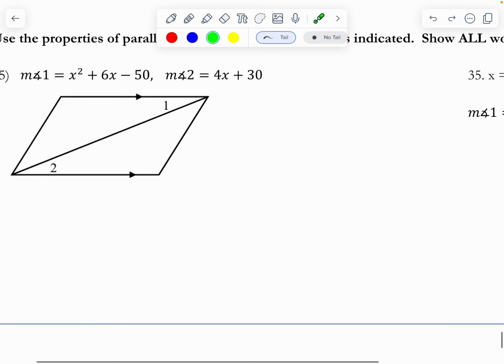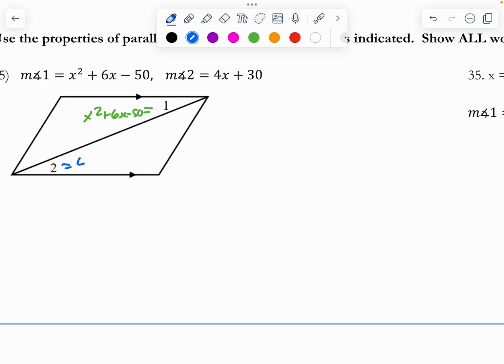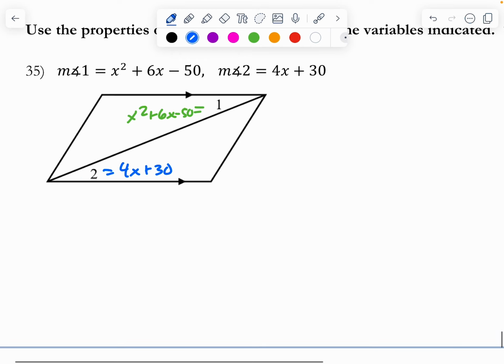So here, right, we have two things. We know that angle 1 is equal to x squared plus 6x minus 50. And we also know that angle 2 is equal to 4x plus 30. All right, our goal is to find x and then to solve for angle 1, or to find the answer for angle 1.